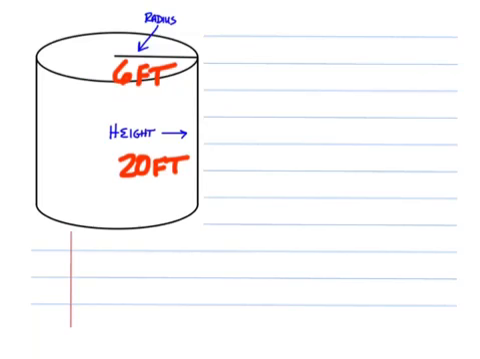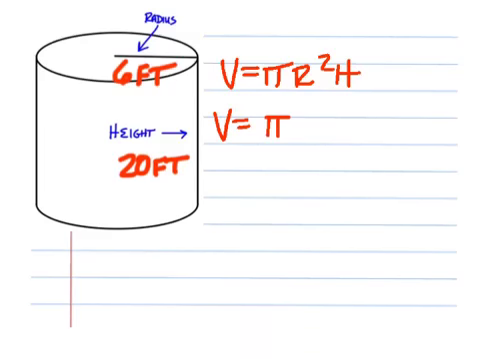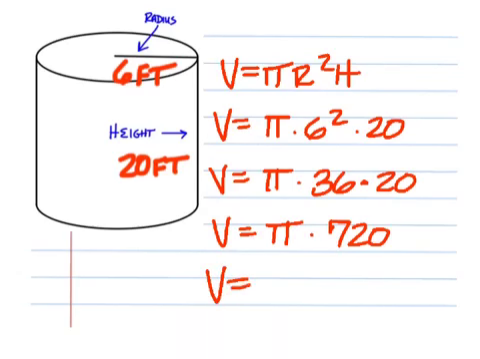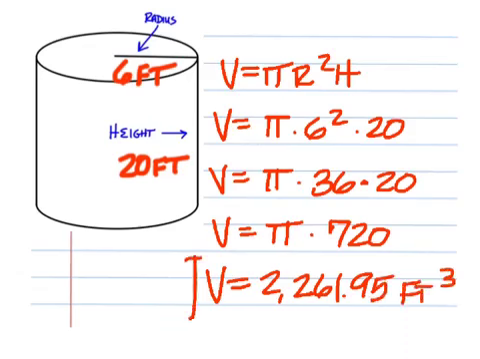Solution for practice number 2. The formula for the volume of a cylinder is pi r squared h. Plug in what you know. The radius is 6, the height is 20. Simplify the radius squared to 36, and simplify 36 times 20 to get 720. Multiply pi times 720 to come up with 2,261.95 feet cubed.